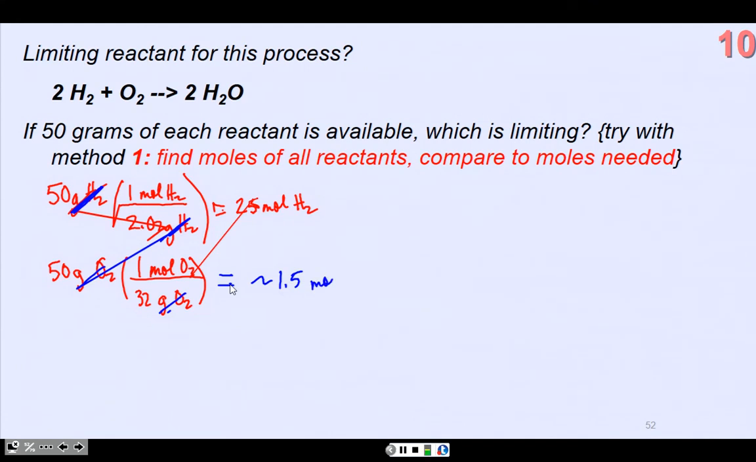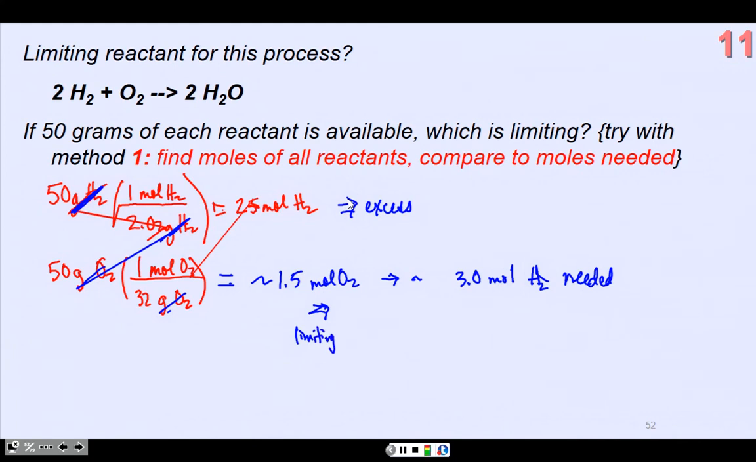So you don't have very much oxygen compared to the hydrogen. And the moles of oxygen are very much less than the hydrogen that you would need to go with it. In other words, that would require approximately 3 moles of hydrogen, and we have way more than 3 moles available of the hydrogen. So 3 moles of hydrogen needed, and therefore the hydrogen is in excess, and the oxygen is limiting.